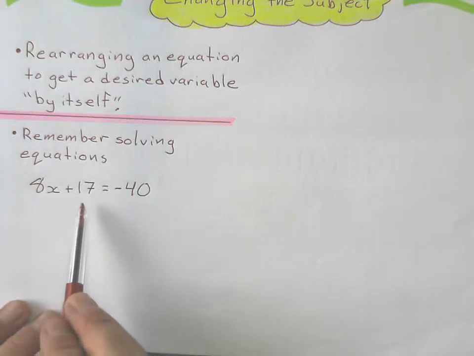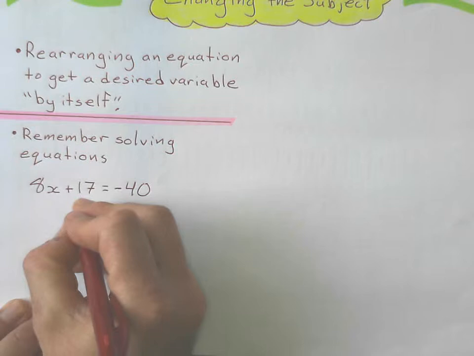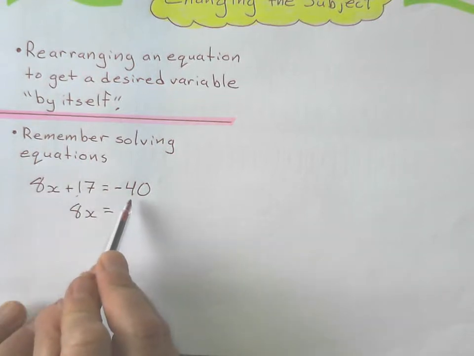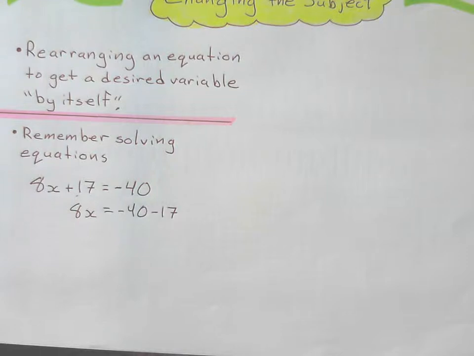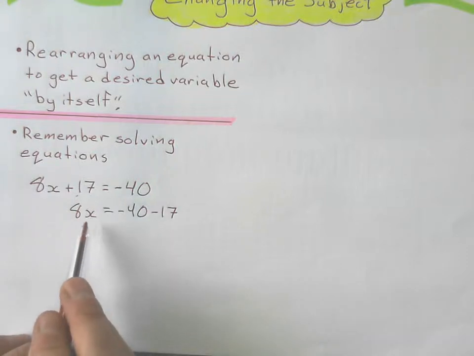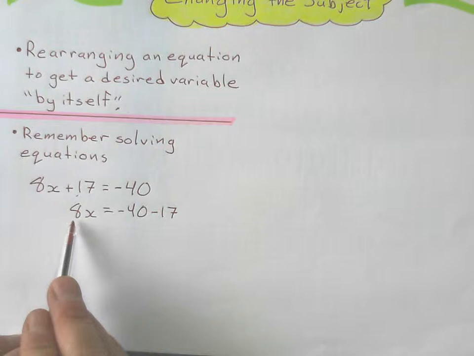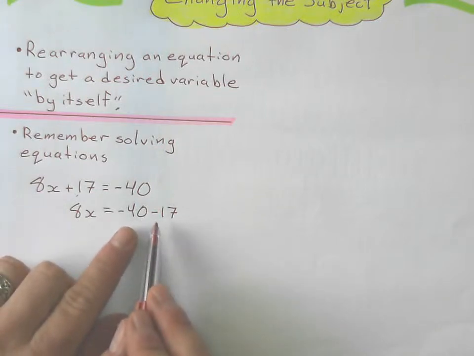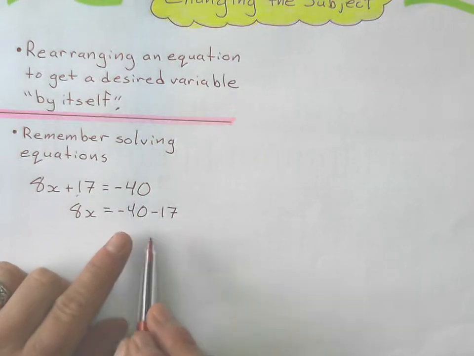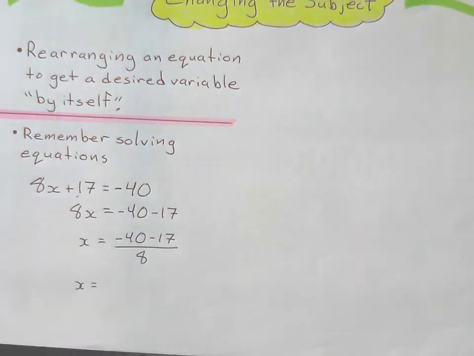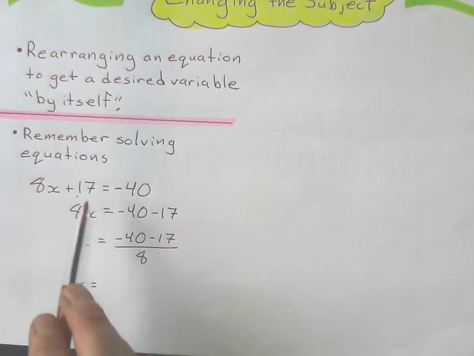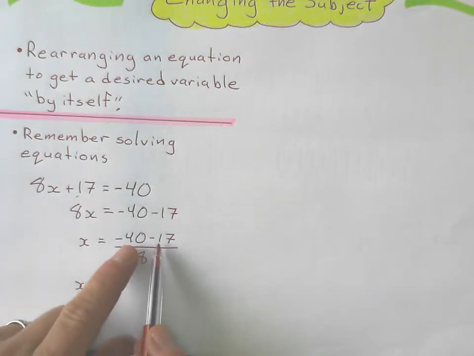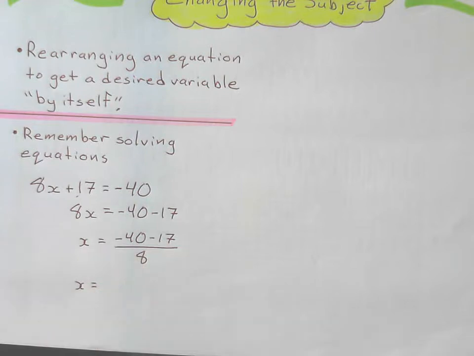So in this equation right here, if I were to solve for x, the first thing I'm going to do is take that positive 17 and subtract it from the other side. The next step to solve for x is to divide by the coefficient, which is 8. Let's pretend I'm saving all the number stuff till the last step. So basically, to solve for x, I'm going to subtract 17 from negative 40 and then divide by 8.